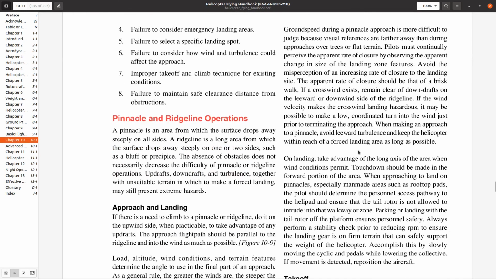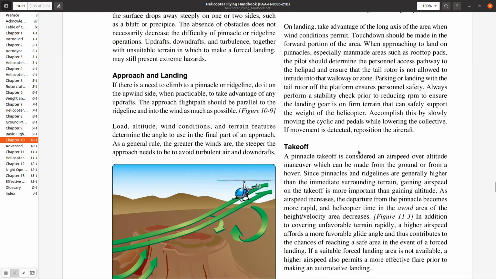And that brings us to pinnacles. Are you landing on top of a hill or on top of a building? How does that work? So if you're approaching a pinnacle, you can take advantage of updrafts if you come in on the upwind side. You're landing into the wind, which you should always be landing into the wind anyway, especially if it's a pinnacle because it's just out there. You can come in from any direction you want if it's a true pinnacle. If it's a rooftop, maybe there's another tall building nearby.